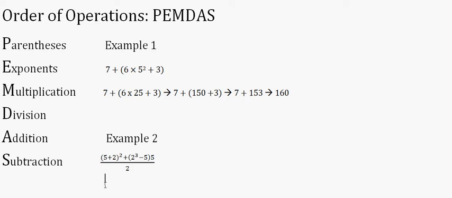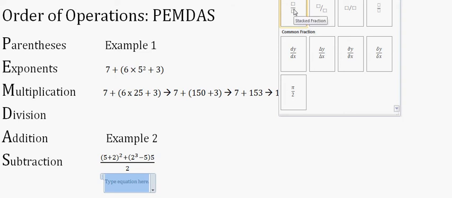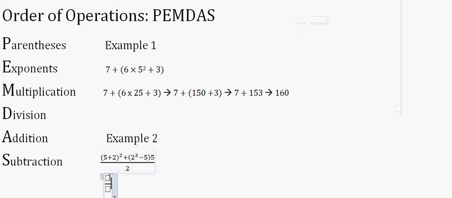This one's a little more complicated because we're using each and every one of the operations in PEMDAS. So first we look at our parentheses. We have two areas. We have right here the 5 plus 2, and here we have the 2 cubed minus 5. So let's start there. I'm going to use this to put in a fraction. And we'll start with the top.